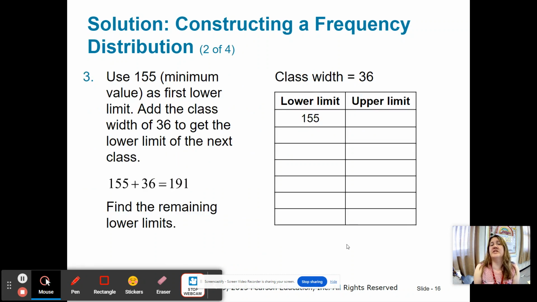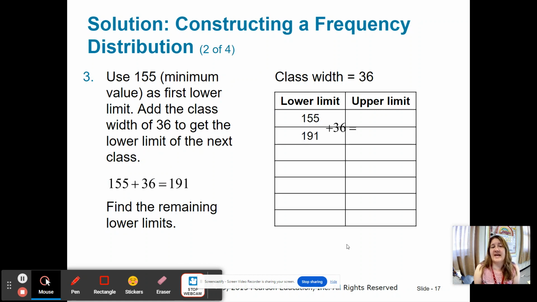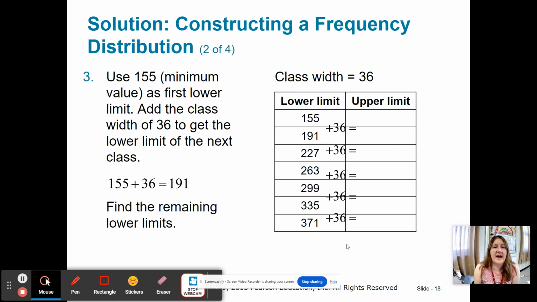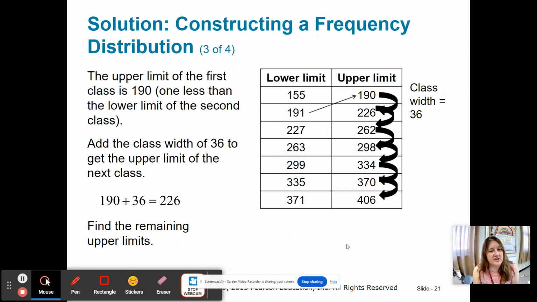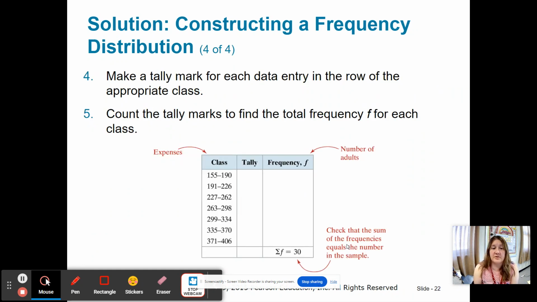So you start your frequency distribution with the lower limit, 155, and you're going to add 36 to that value. You get 191, and you keep adding 36 on and on to get the values. Then you're going to find the upper limits. Well, the upper limits can't go past the next lower limit. So if 191 is the next lower limit, you're going to have your first upper limit being 190, so that way it doesn't overlap. And then you can use the class width from there on to find the remaining upper limits. So add 36, add 36, add 36, and so on until you fill up your upper limits.